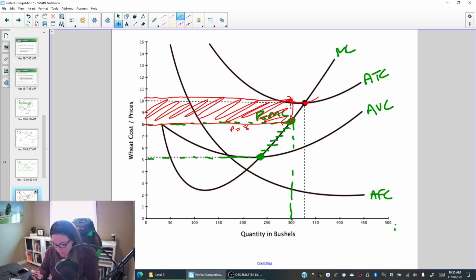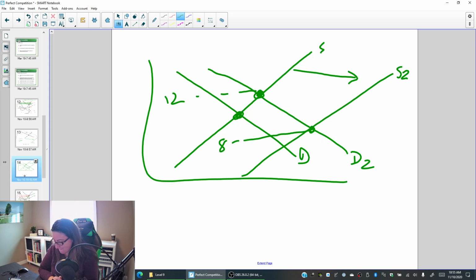So then what happens in the long run? In the long run, if we get out of the market when we're not making profit, what does that do to this graph here? Well, if there are fewer sellers, it's going to change what? Supply.